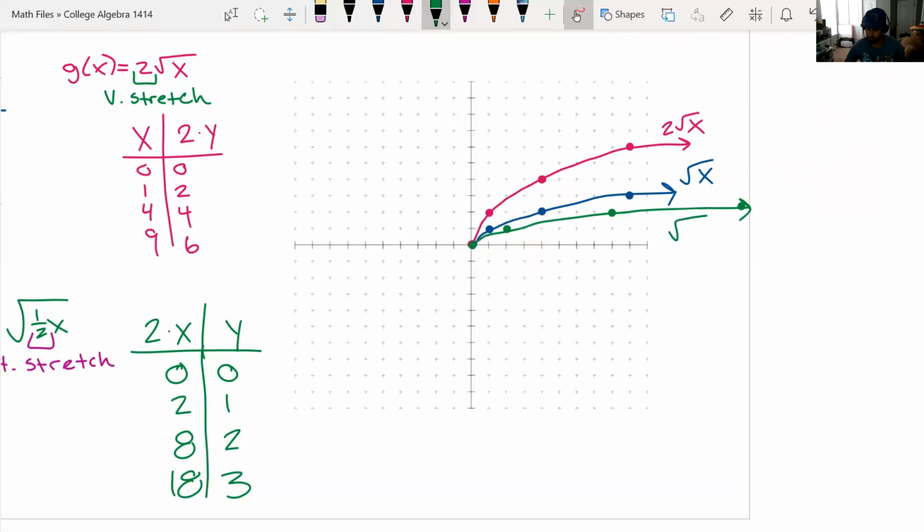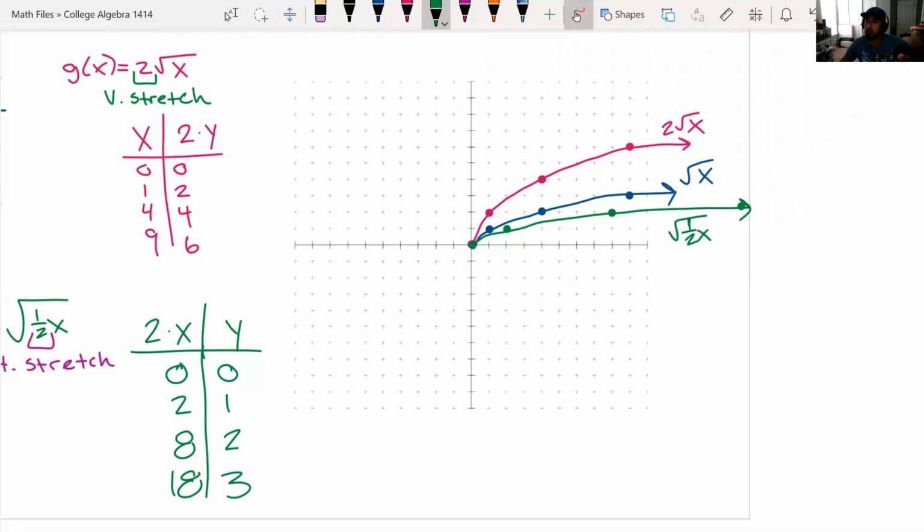And there is 1/2 x. So you have just taken your x values and stretched them by a multiple of 2.